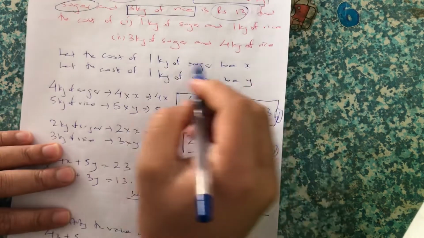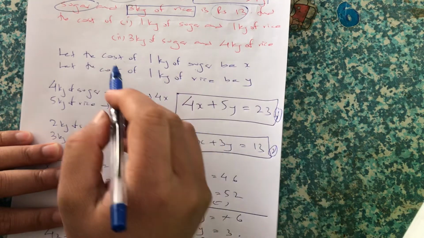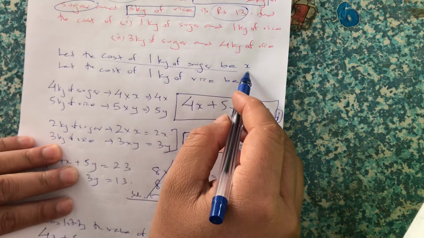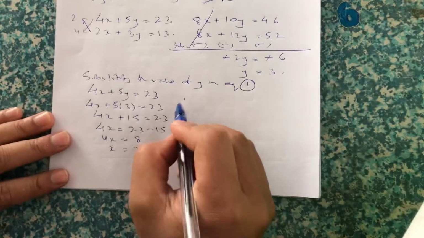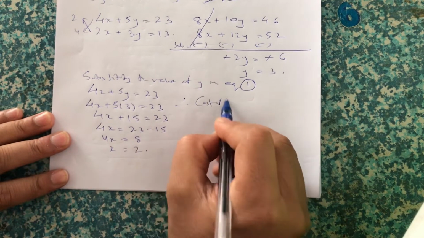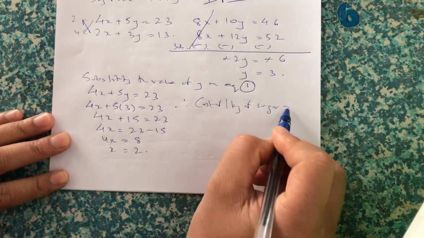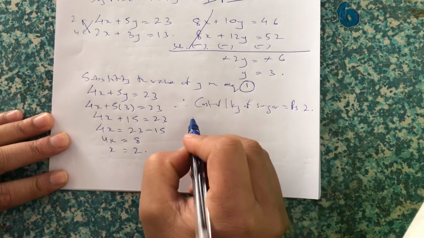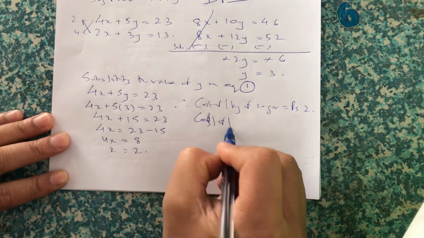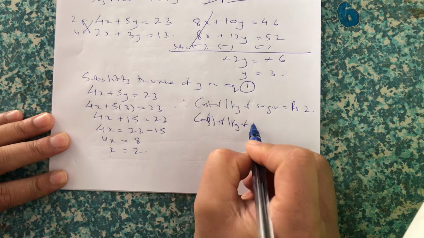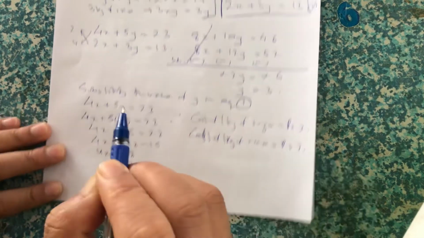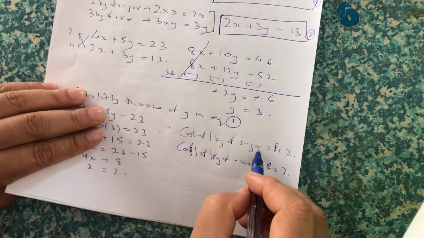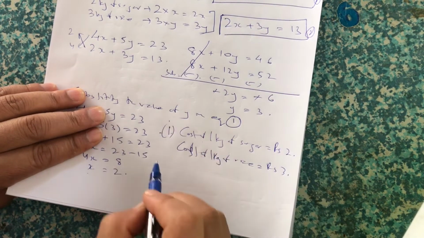Now, but what was x and y? So ultimately, we'll have to write the value of what is x and what is y. So now cost of 1 kg of sugar, we have assumed it to be x. So therefore, cost of 1 kg of sugar is equal to x, that is equal to rupees 2. And cost of 1 kg of rice is equal to rupees 3. And that is the first question they have asked us. 1 kg of sugar and 1 kg of rice. We got the cost of 1 kg of sugar and the cost of 1 kg of rice.